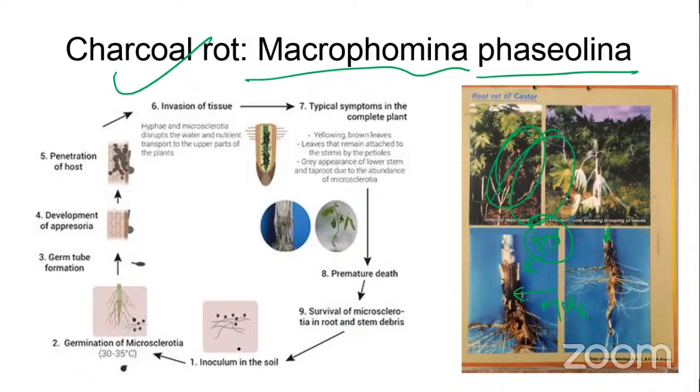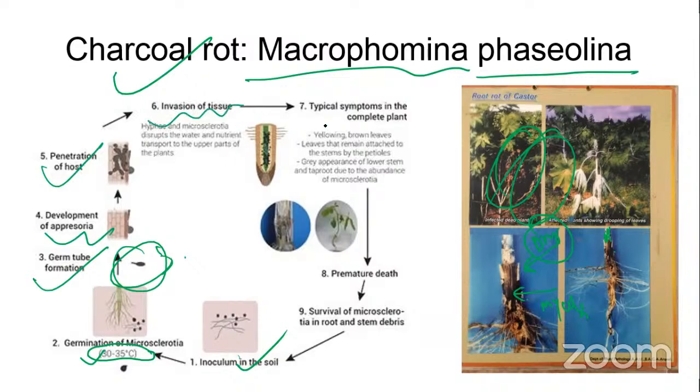If you want to take down the life cycle, here you can see inoculum in the soil. Then it will start germinating. Microsclerotia will be there, and as I told, it occurs at high moisture stress, that means the soil temperature will be very high, about 30 to 35 degrees Celsius. Once it gets the stimulation, it will start producing the germ tube. Then it differentiates into appressoria, then the penetration peg. Then it will start invading the tissue.